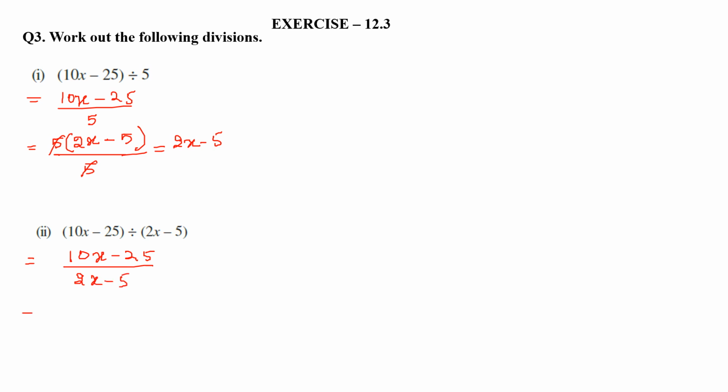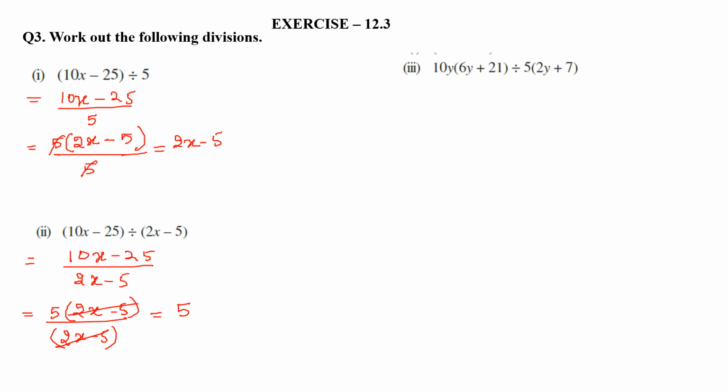Now as I have done in the previous question, I can take 5 common from here. So 5 times 2x will give me 10x, minus 5 into 5 is 25, divided by 2x minus 5. Now 2x minus 5 and 2x minus 5 I can cancel out. So I am left with 5. So the second question's answer is 5.